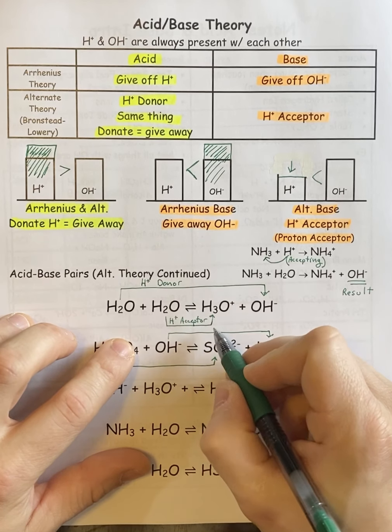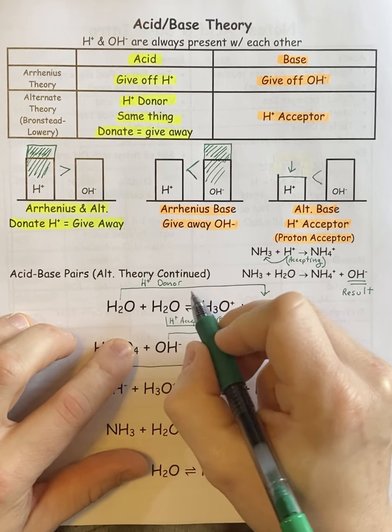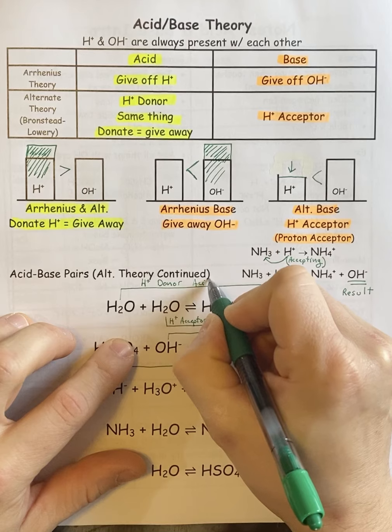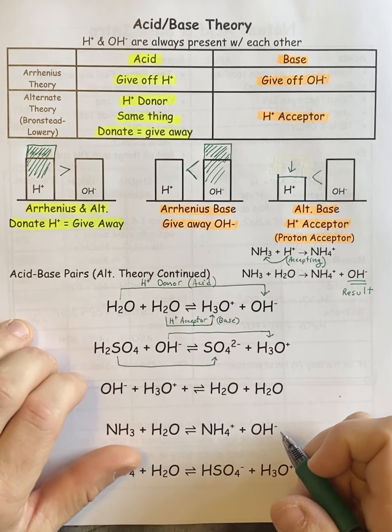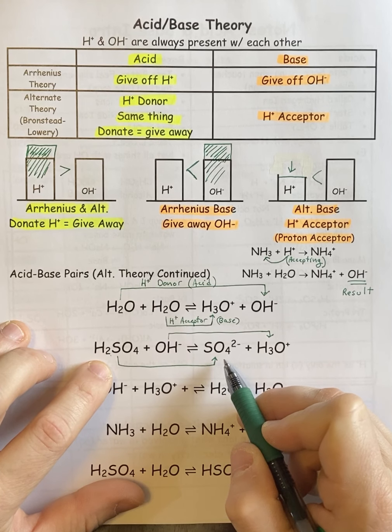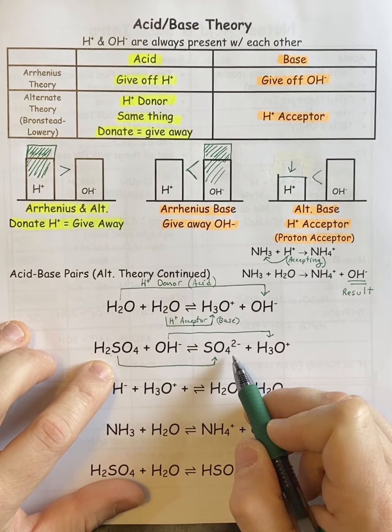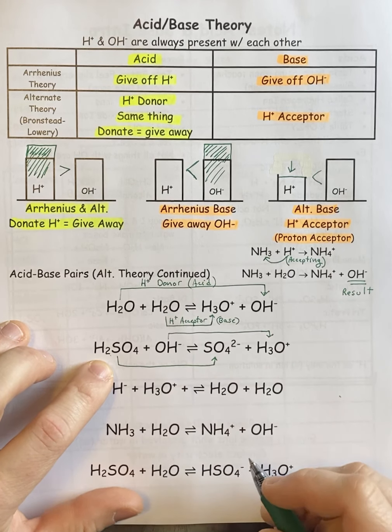So the H plus acceptor makes this one the base, and the H plus donor makes this one the acid. And that's it. That's all you have to be able to do. So if we look at the next one, H2SO4 became SO4. So it lost two H's in this case. Whether we lose one or two or three, that actually doesn't matter.